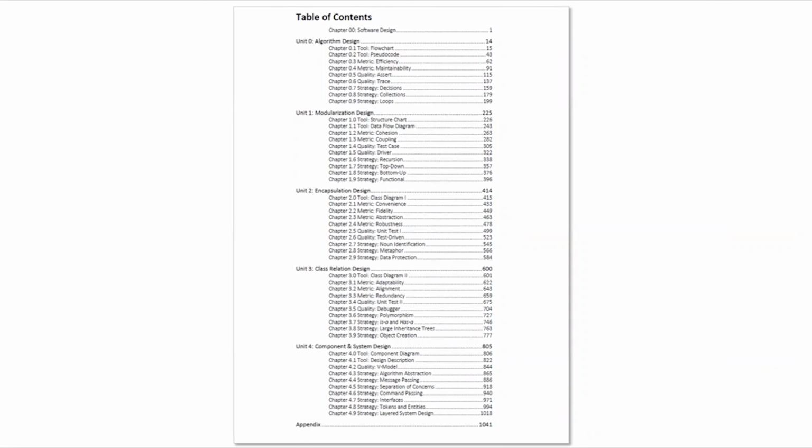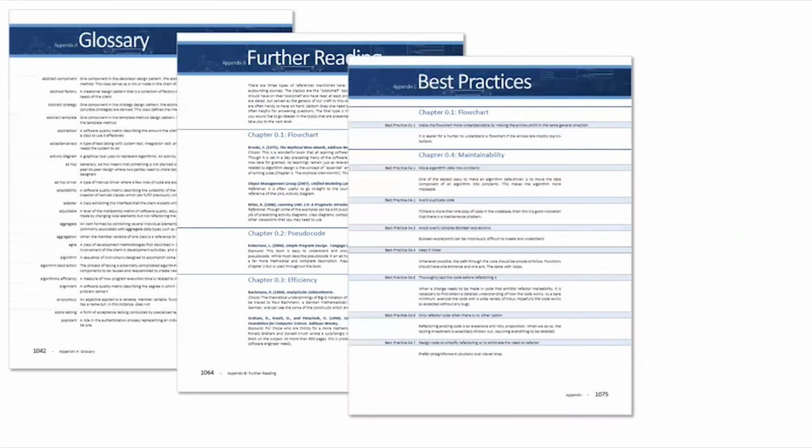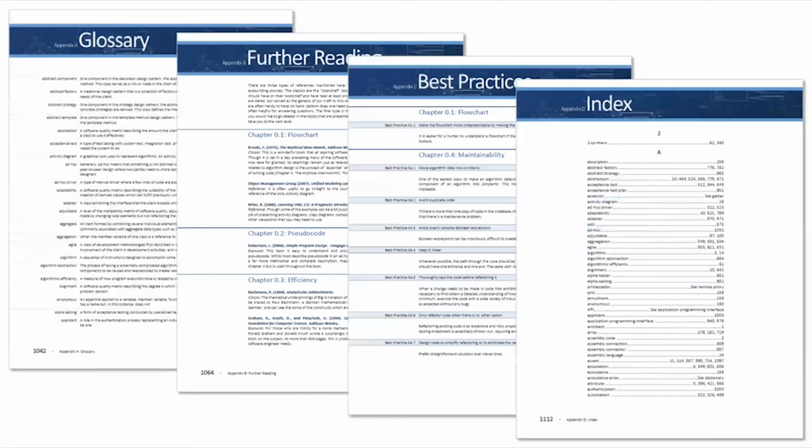The fastest chapter is the interface chapter, which includes things like facade and proxy, and that takes 27 minutes. And the slowest is the coupling chapter in modularization, which takes the students on average 62 minutes. However, 45 minutes is the mode. In addition, there are a collection of appendices, including the glossary, further reading, best practices, and an index.